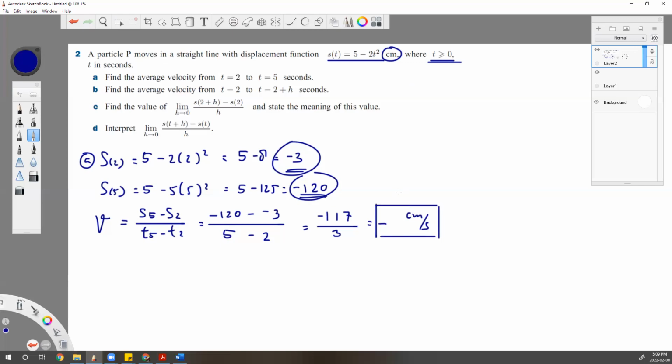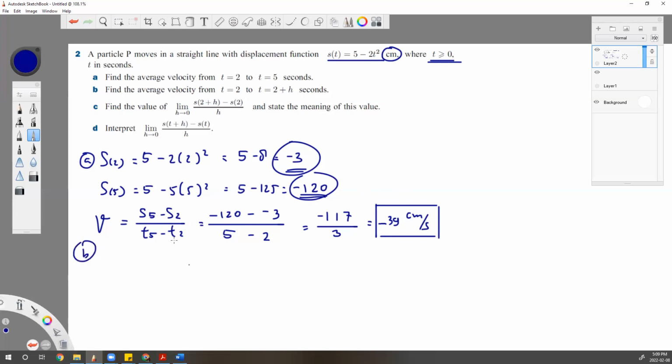Wait, I'm finding my calculator. Give me a moment. Okay, negative 117 divided by 3 is negative 39. That's it. Now, find the average velocity from t equals 2 until t equals 2 plus h. See, you use the h rule, limit h approaching 0, and so on.